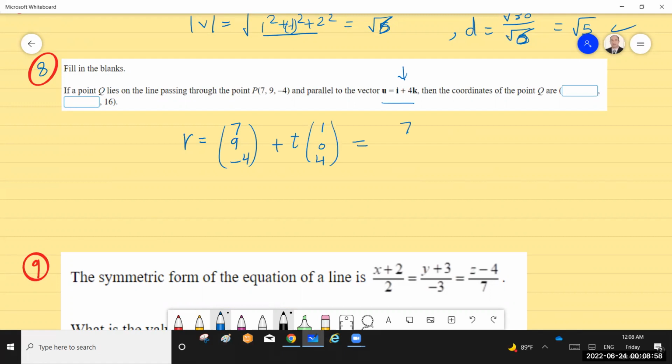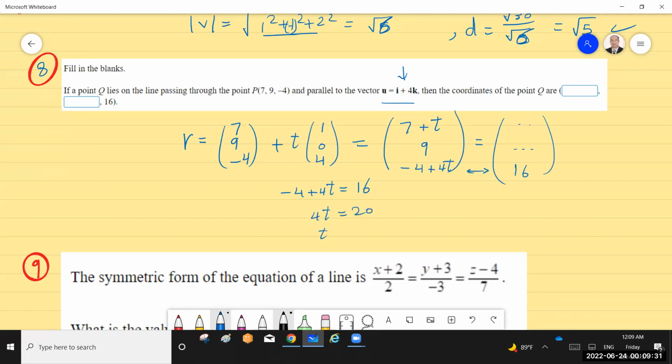This is really 7 plus t, and this is 9, and this is -4 plus 4t. This is the vector equation of the line. This point, I want to make the last coordinate 16. Just by equating the last component, -4 plus 4t is equal to 16, to find the value of the parameter. So 4t is equal to 20, t is equal to 5. So just put t equal to 5 here, so 7 plus 5 is 12.